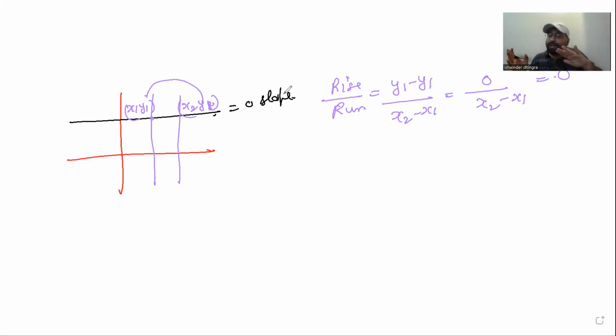So I can clearly say when the line is parallel to the x-axis, it has a 0 slope. Can you see? It becomes really easy when you try to draw the two parallels right this way. Now, let's suppose we take one more scenario. Now, let's suppose we have a line like this.